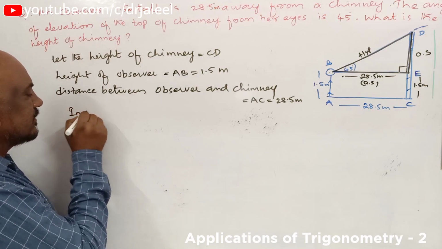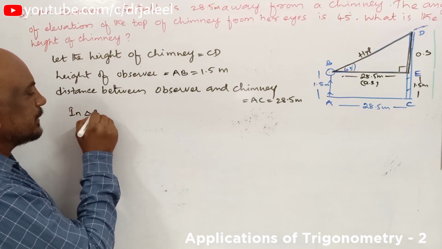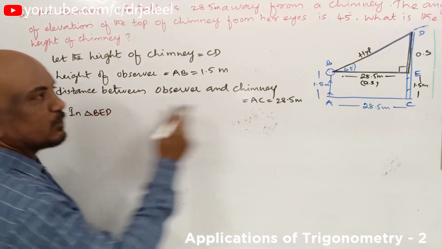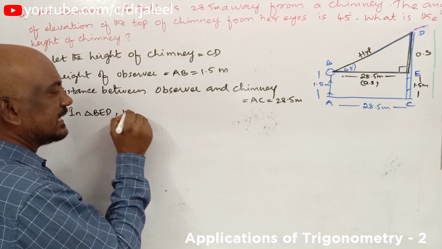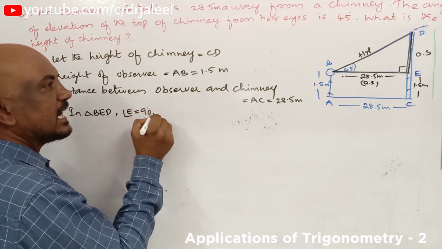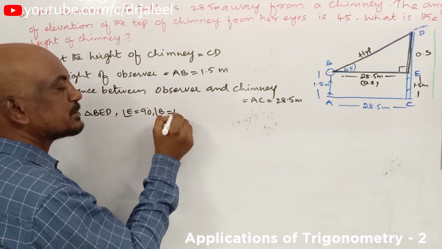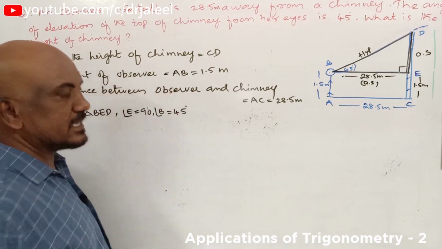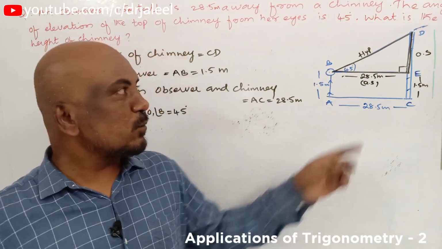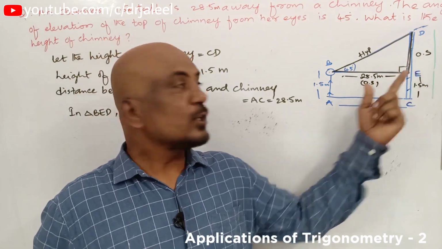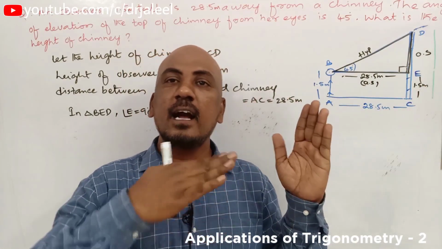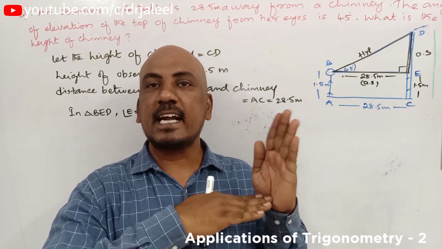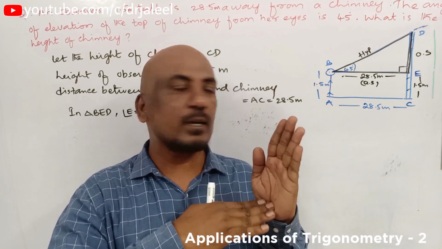In triangle BED, what are the angles that you noticed? Angle E is equal to 90 degrees and angle B is equal to how much, beta? 45 degrees. So what is your plan now? As you want this side, you have this side. As I told you, whatever the ratio of wanted and given is there, that's going to be the ratio we are going to use.